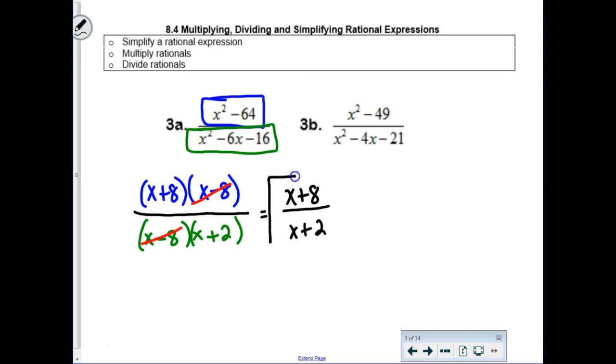This is the final answer. There is no further canceling that you can do. And if you're concerned that you might be the kid who tries to cancel things improperly, then I need you to put parentheses around your expressions like this. And I think that'll stop you from doing some illegal canceling.